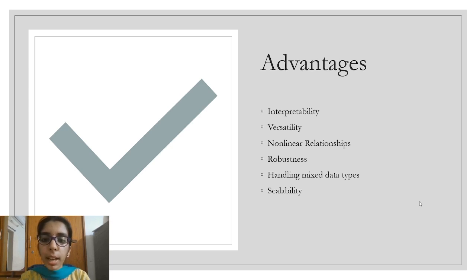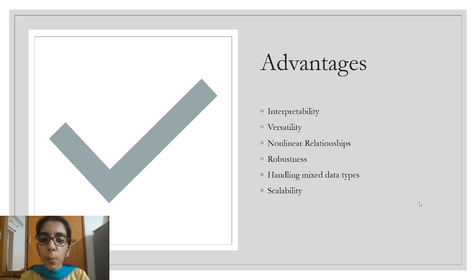Versatility. CART can handle both classification and regression tasks, making it a versatile algorithm suitable for a wide range of predictive modeling problems. Whether the goal is to classify data into discrete categories or predict continuous numerical values, CART can be applied effectively. Non-linear relationships. CART is capable of capturing non-linear relationships between input features and a target variable.